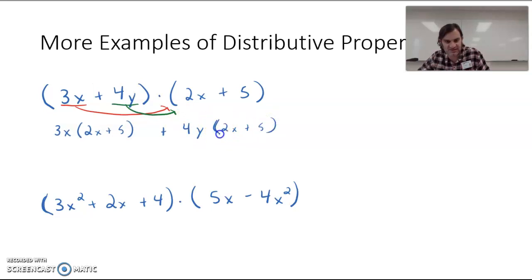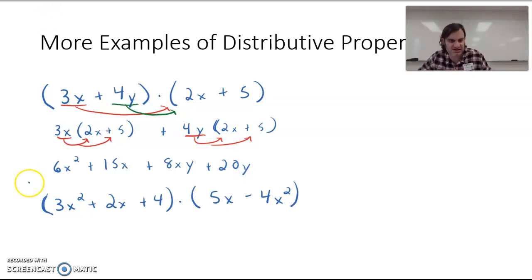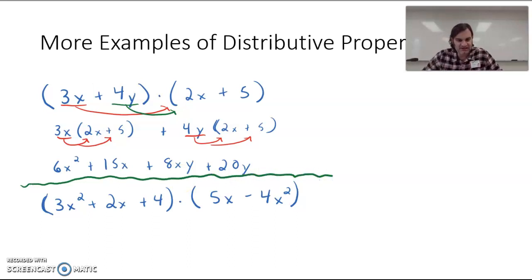Okay. Then we can actually do our distributive property on each one. So the 3x will go into the 2x and the 5. The 4y will go into the 2x and the 5. So what we'll get here is 6x squared plus 15x plus 8xy plus 20y. And let's draw a big line here to separate these. So that's the top problem here. Okay, so we pushed a long expression into another long expression.